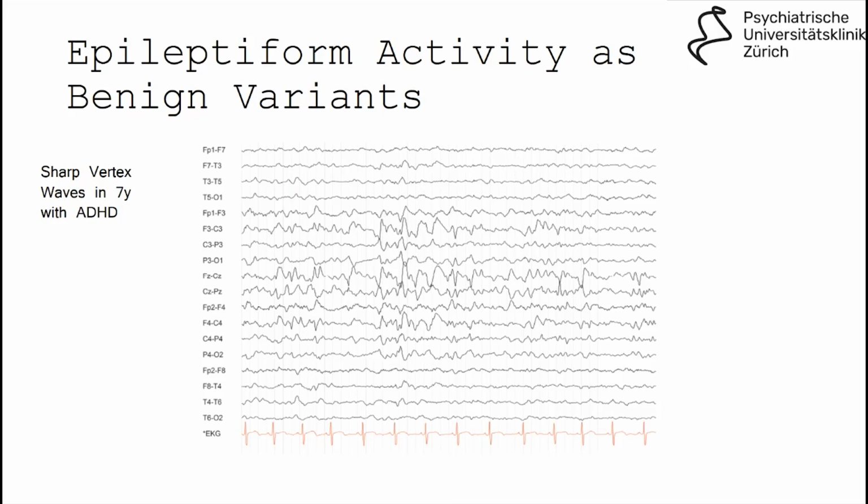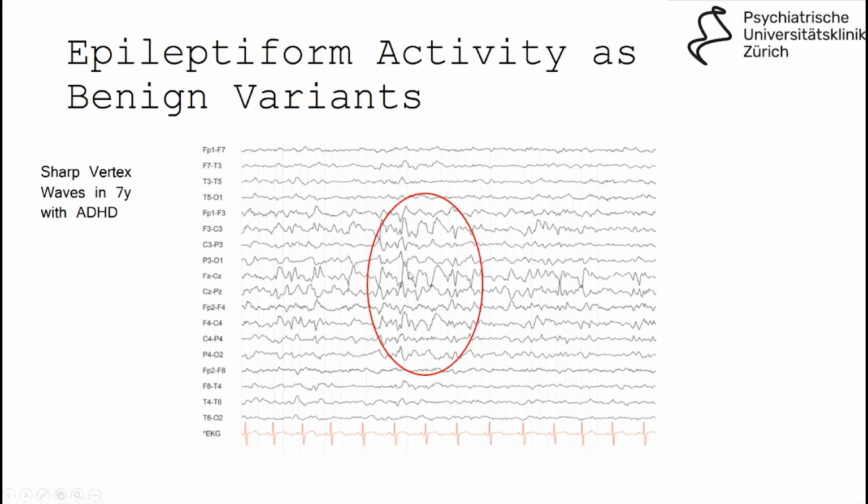Let's start with the first example. These are the sharp vertex waves in this EEG, and I marked them for you. This is an example from a 7-year-old child. We don't see 7-year-old children too often, but as it is very important, it's good to figure out how those patterns look, because the patterns themselves are similar in adults and in infants. So it's good to be aware.